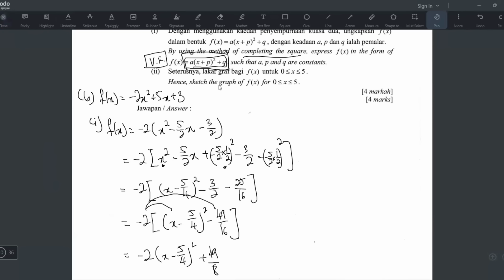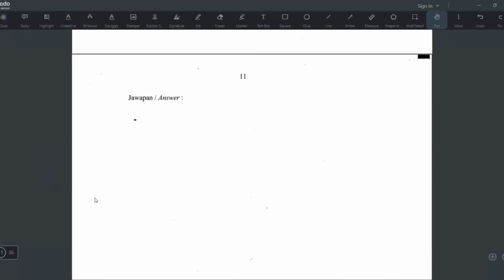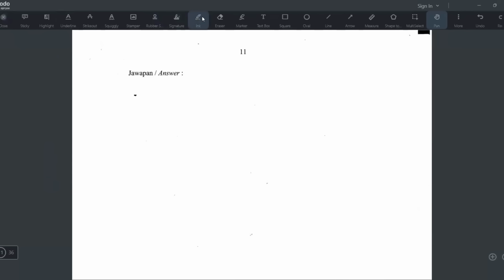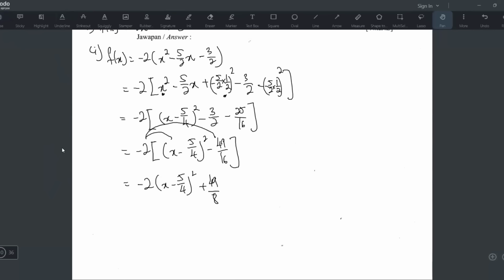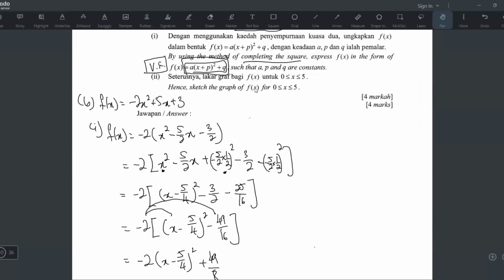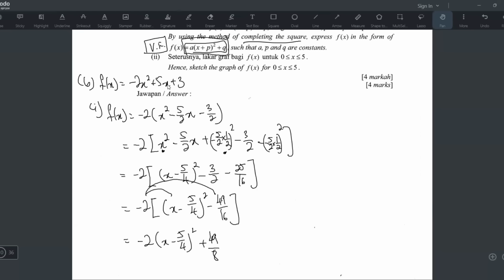Okay, let's do number 2. Sketch the graph of f(x) for x between 0 and 5. I need a lot of space for this. It's good I have space here. The equation is f(x), which is this one. We already have the general form and the vertex form, so that's good. And also they want to sketch from 0 to 5.